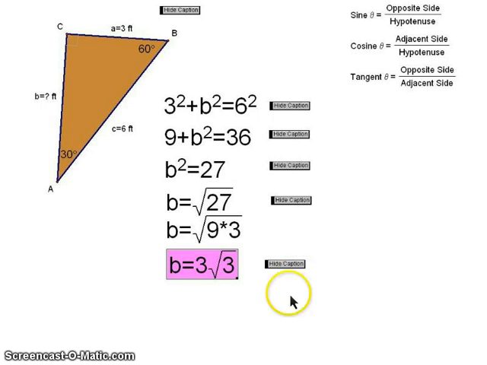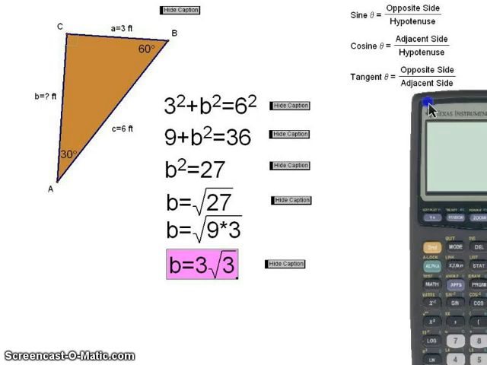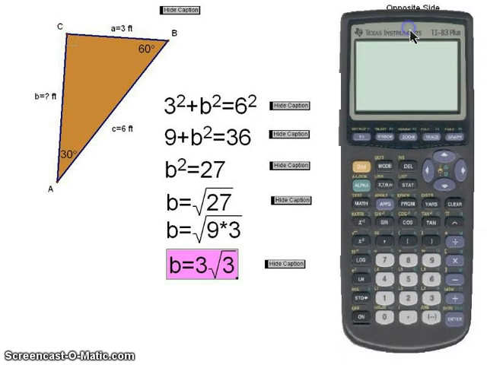So if you take your graphing calculator, and I have one right here on screen for you, we can simply do the arithmetic, 3 times the square root of 3, and when you press enter, you'll realize that b is approximately 5.2 feet. So now you know all three sides. So 5.2 feet is approximately b. The best answer you can give is 3 times the square root of 3 for b.